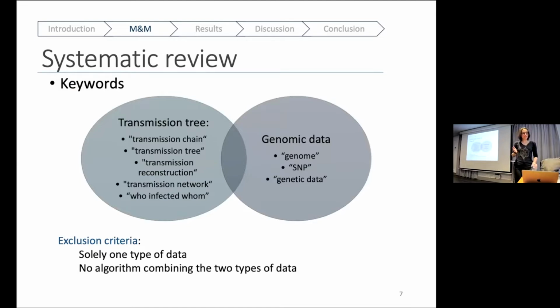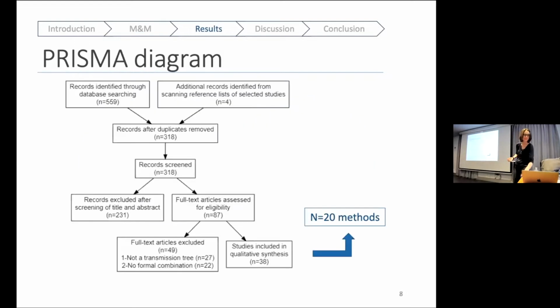To do this, we followed a PRISMA method and defined keywords, those pertaining to transmission trees and those pertaining to genomic data. Methods that use solely one type of data to reconstruct transmission trees were excluded, and those that considered epidemiological data separately from genomic data were also excluded.